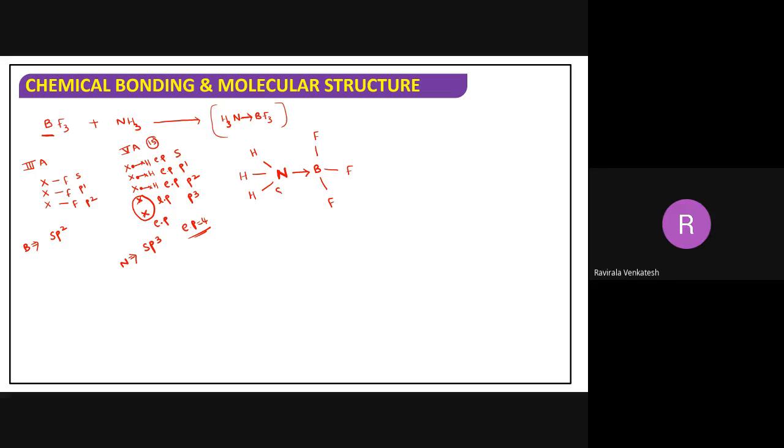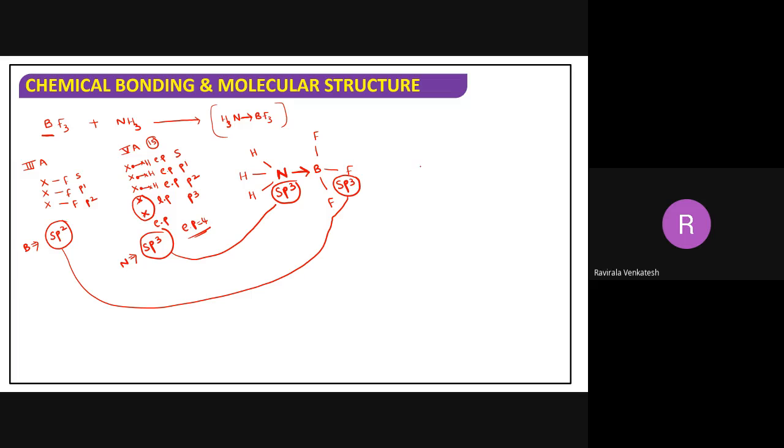sp3 hybridization. And here also boron is having sp3, since that bond belongs to boron also. When you keep a bond between nitrogen and boron, it belongs to both atoms. So, what is your answer here? In this case, boron hybridization is changing from sp2 to sp3, but nitrogen hybridization is sp3 to sp3 only. No change for nitrogen, but there is a change for boron.